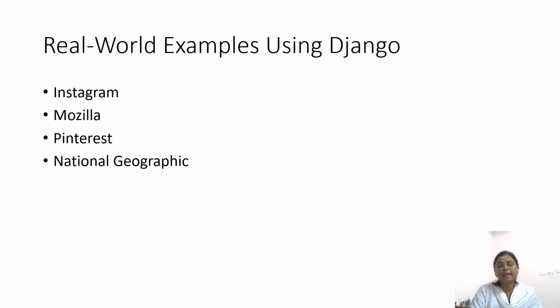Then real world examples using Django. Which applications use Django to create their web pages? Instagram, Mozilla, Pinterest, National Geographic. These are real-time examples of Django web applications.